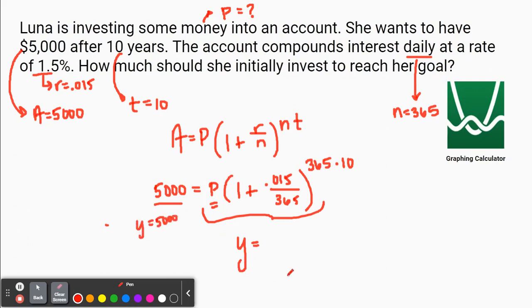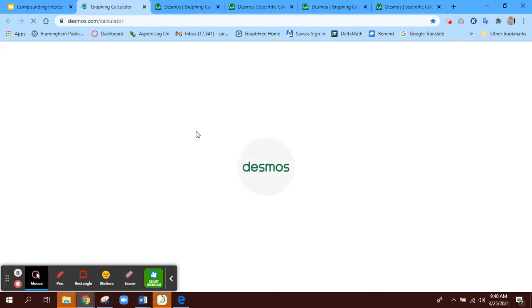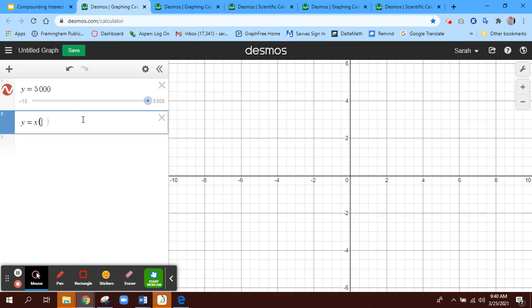Now, when I plug the right side into the graphing calculator, I need to make sure to use variables of x instead of whatever's given. So we were changing t to x. In this case, we will change p to x. Our graphing calculator only really likes x for a variable. So we will type those two things into our graphing calculator and we will find the intersection point. Our first equation was y equals 5,000. Our second equation was y equals x.